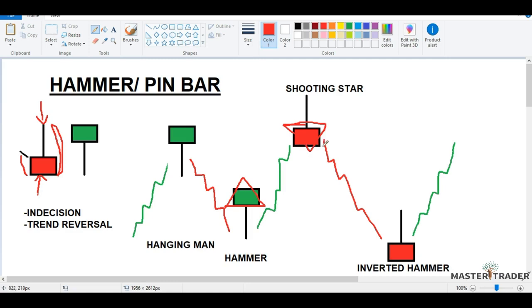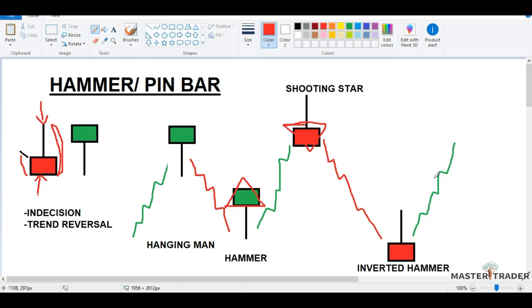Okay, and the last one, guys, if price is coming down and coming down and coming down in a downtrend, and you see this inverted hammer, this flipped hammer at the bottom of a trend, this is also a sign of reversal. Okay, if you see this, right? So hammers are a very, very good trend reversal candlestick pattern.